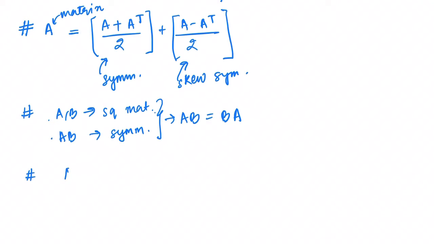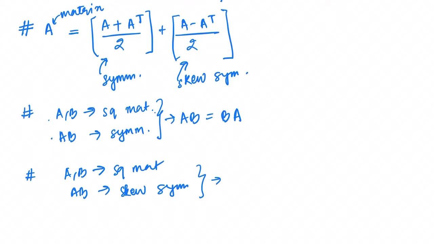Okay, another one: if A and B are square matrices and A into B is skew symmetric, we can say that A and B commute.